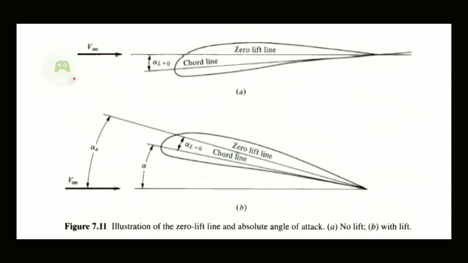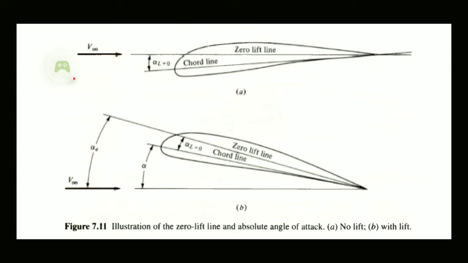And when this angle alpha L equals 0 is achieved, then the pressure distribution around the airfoil is such that the pressure below and above is the same, and there is no net force vertically upwards or perpendicular to the V infinity, which means there is no lift at this orientation of the airfoil. And when you draw a line from the trailing edge in the direction of free stream, that line will tell you the zero lift line of the airfoil.